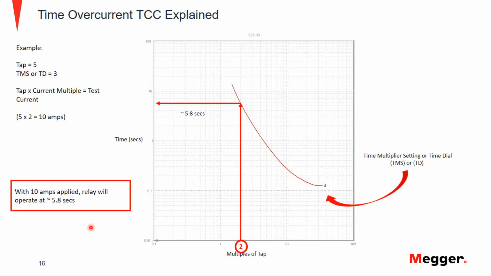And yeah, so what we'll do is we come in here, and we'll also have the 10 amps applied, because we're actually going to do a tap of 5. We're going to come down here to a multiple of 2. Right, so we're going to apply 10 amps, and the relay is going to operate somewhere in the 5.8 second range, give or take. And that give or take is going to be your tolerance levels that are on your relay as well.